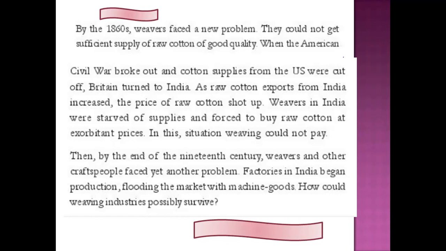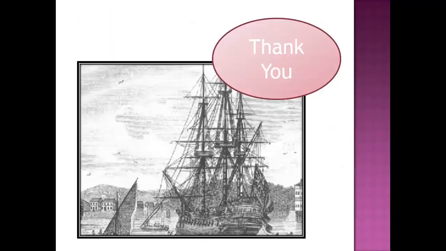Then by the end of the 19th century, weavers and other craftspeople faced yet another problem: factories in India began to produce, flooding the market with machine goods. So how could the weavers survive? One after another, they were facing problems. The third and fourth problem is that new machines had come, and they could not buy these latest technology machines, and in this way they declined. So this is all about the weavers' problems.